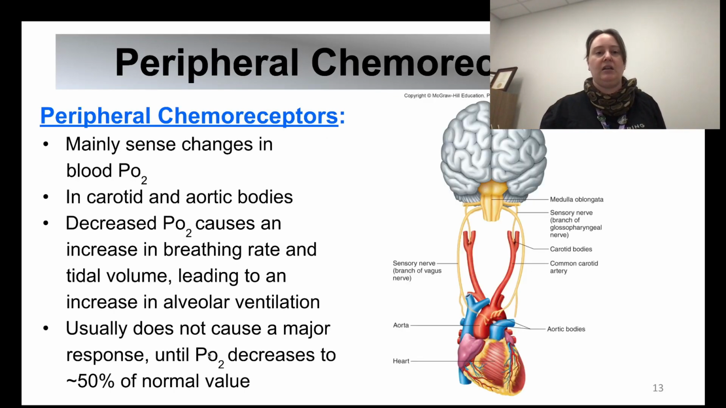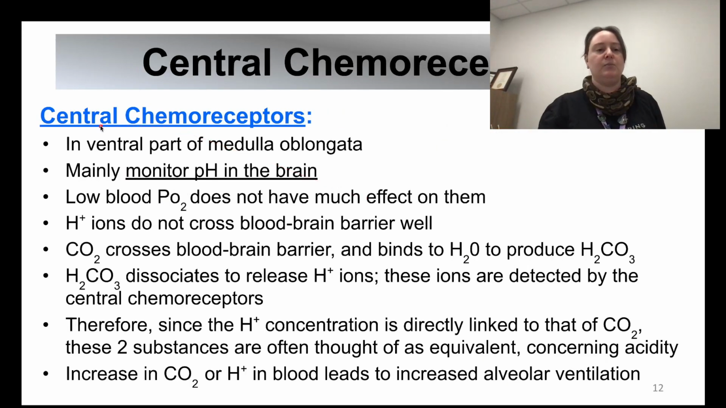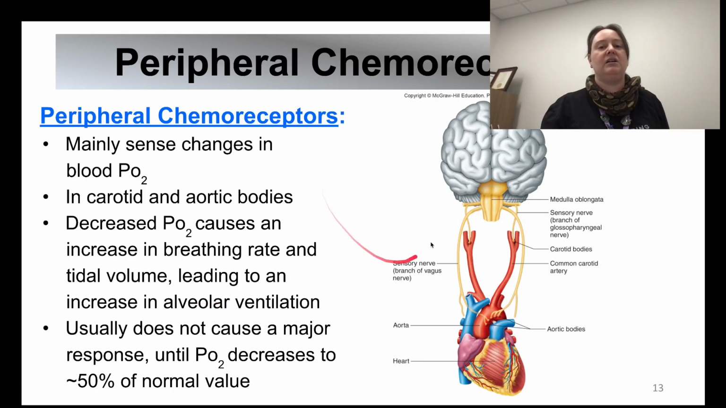All right, so again, peripheral chemoreceptors. These mainly sense changes in the partial pressure of oxygen. So like I said, the medulla oblongata works on detecting the carbon dioxide. These guys work on detecting oxygen. So in the carotid and aortic bodies, which are basically right in here. That's where it's attached, and again, it goes up to the medulla oblongata and tells it things as well. The carotid arteries are right here in your neck.